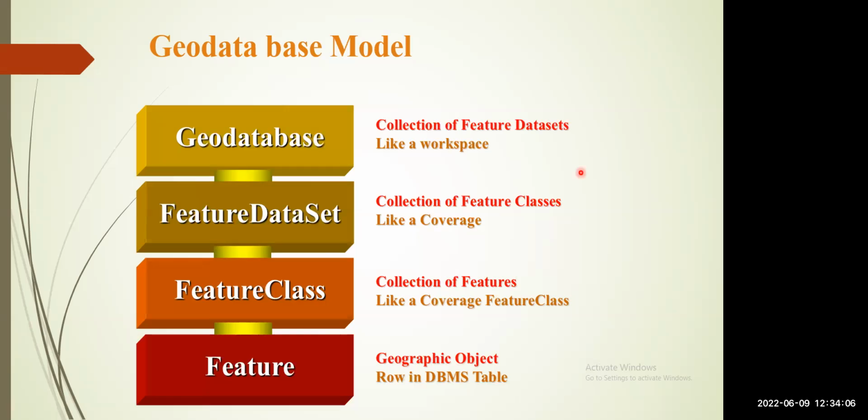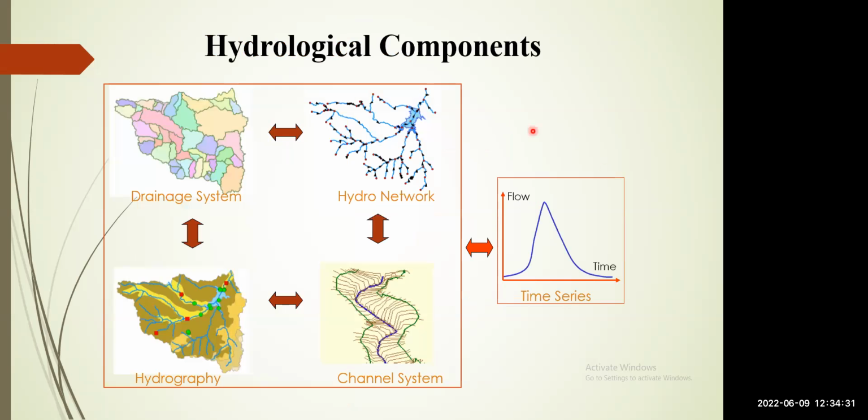So basically, a geodatabase model is collecting the feature dataset like the workspace and a collection of feature classes. That is basically a step-by-step process which we will be doing in our model whenever we use the model for the groundwater delineation. So that will be a step-by-step process as well. So these are basically the hydrological components which we will be using in our experiment and how it's working overall. That is very important to know.